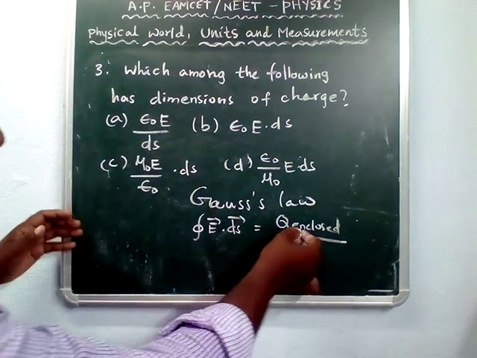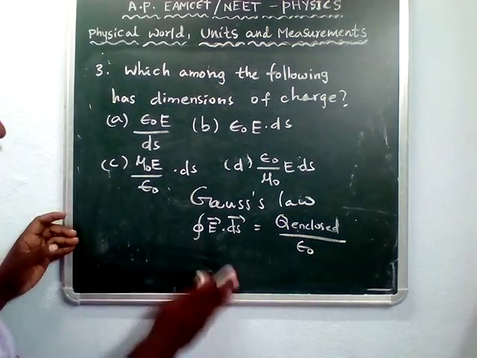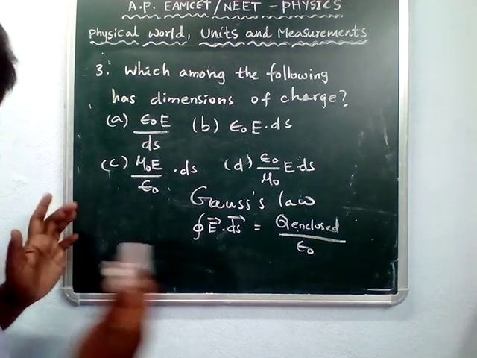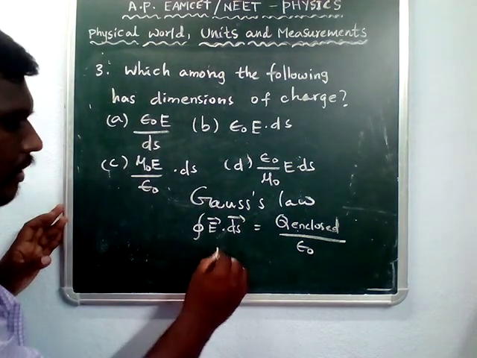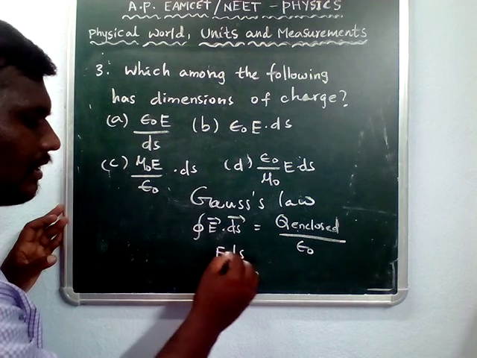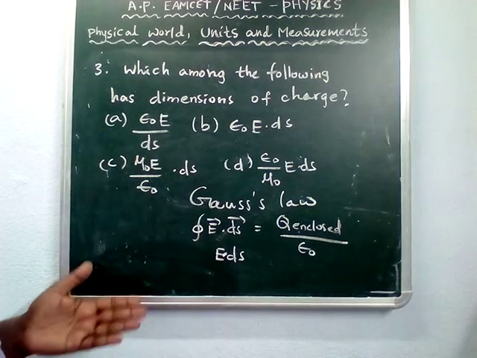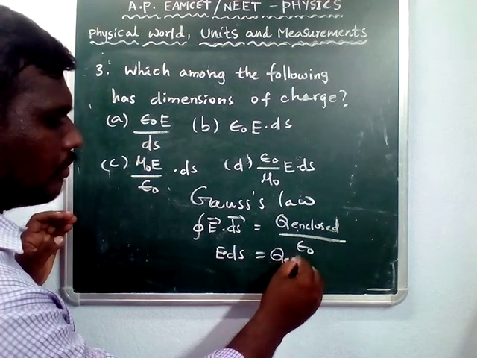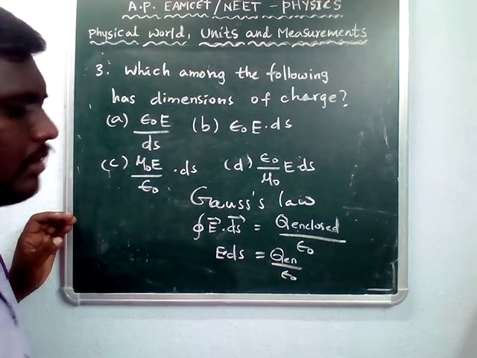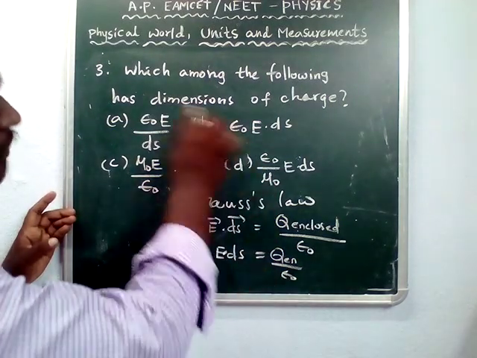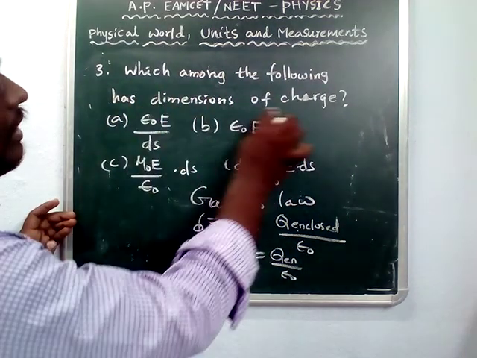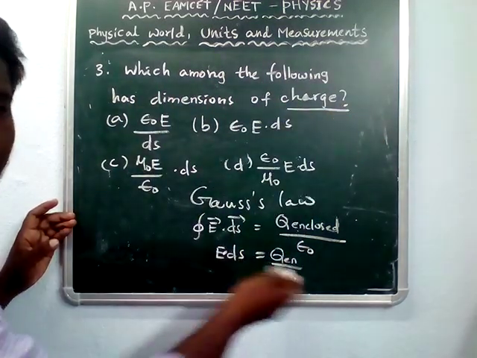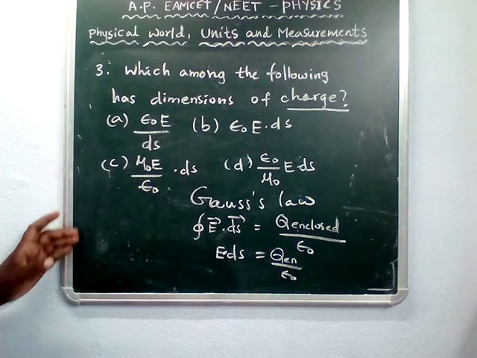Here q enclosed is in vector form: E vector dot ds vector. In magnitude form, you write E dot ds, understand? So here E dot ds is equal to q enclosed by epsilon naught. Very simple. Which among the following is a dimension of charge? In this equation you can write the charge value.